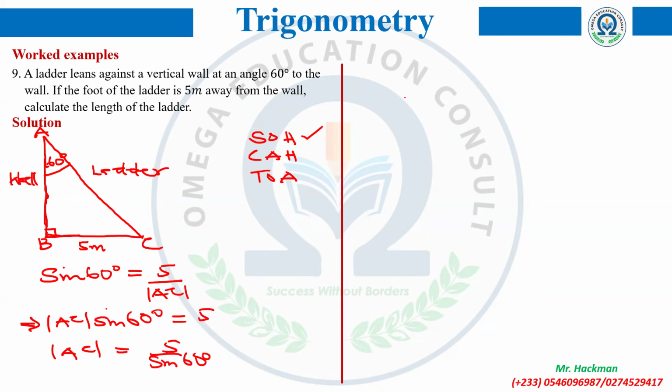We are going to get our AC. So now you can use your calculator. Your AC will be equal to, so use your calculator to do 5 over sine 60 degrees. That one you approximate only once. My professors, are you there? Yes, sir. Okay, I need your calculator values. 5.8 meters.